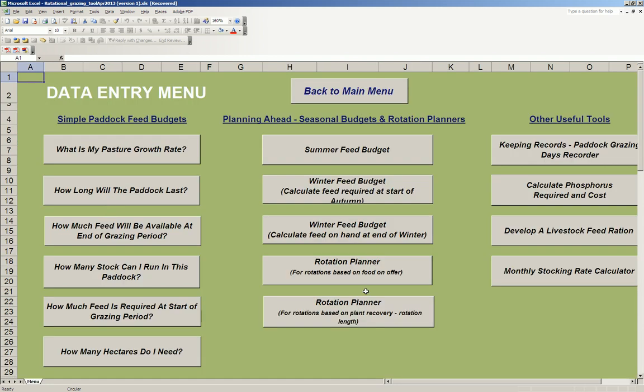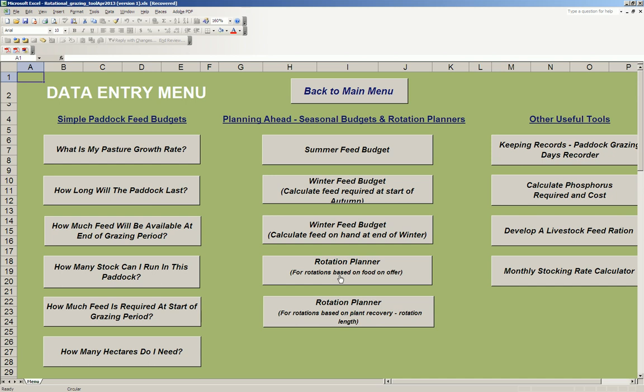When you get into data entry, you'll see that there's two options for rotation planners. There's the one based on food on offer and the one based on plant recovery. The one based on plant recovery is for grazing rotations based on leaf stage. So how long do you want to make your whole rotation? This one here for food on offer is based on how much do you want to graze each of your paddocks down to. So both of them work in a similar way and they give you the same outcome, but some people prefer to use one versus the other. So today I'm going to use the one based on food on offer, which is a little bit simpler.